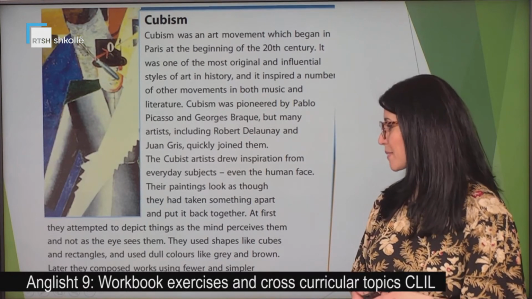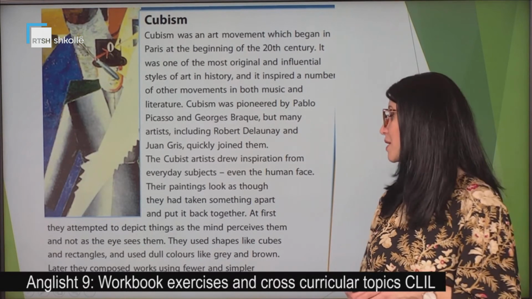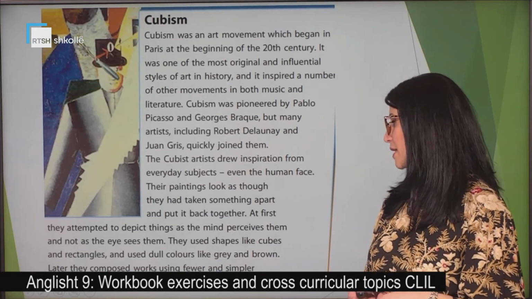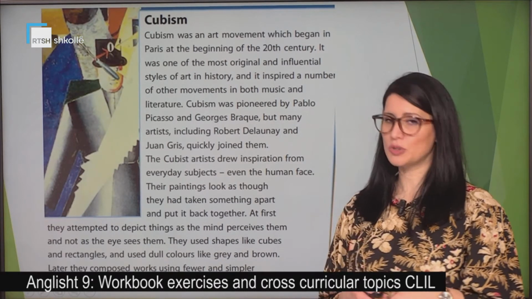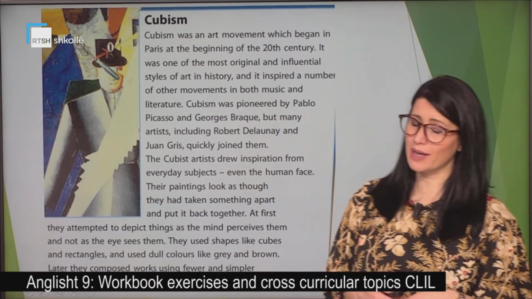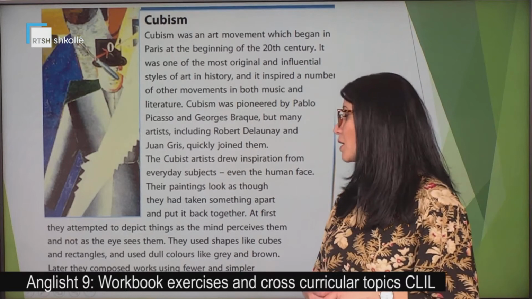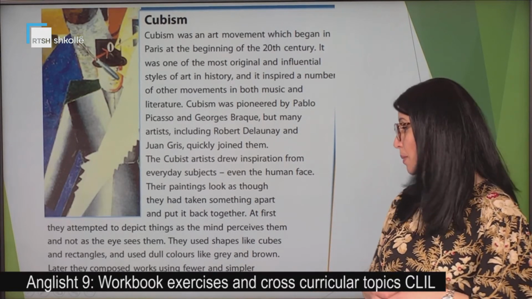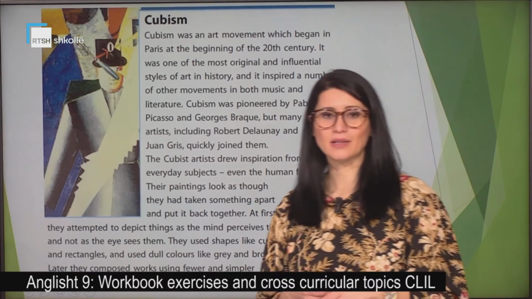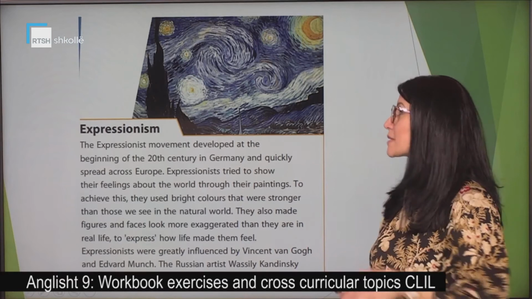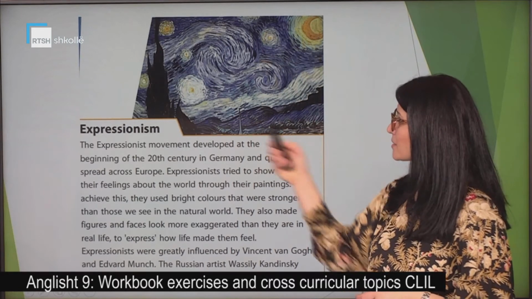At first, they attempted to depict things as the mind perceives them, and not as the eye sees them. They used shapes like cubes and rectangles, and used dull colors like gray or brown. Later, they composed works using fewer and simpler forms, but with brighter colors. And now, let's have a look at the other movement. It is Expressionism. Have a look at this painting.